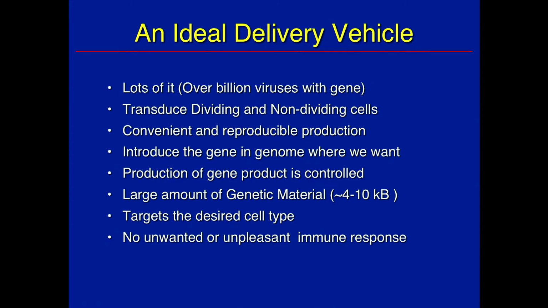Transduce dividing and non-dividing cells, whether it's a cancer cell or a neuron, a hepatocyte, a hematopoietic stem cell, or a prostate cell, we should be able to infect any number of cells. It should be convenient to produce, that is to say, it can be made in large amounts that we want and easily. Introduce the gene in the genome where we want.